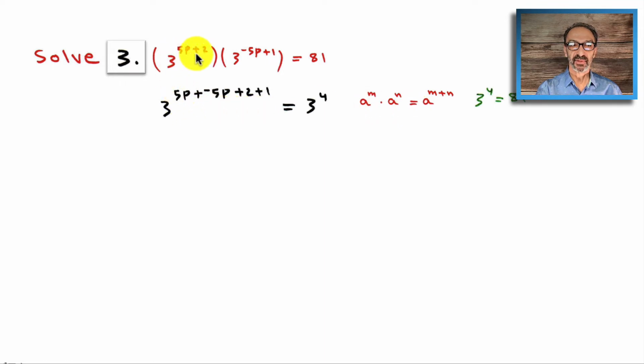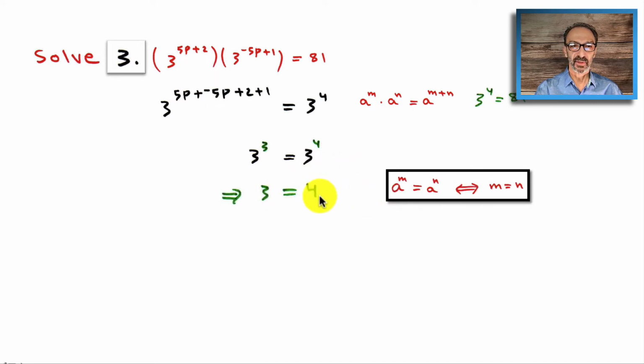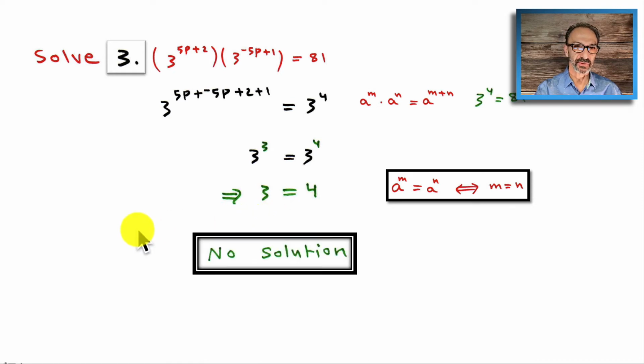By adding 5p plus 2 and -5p plus 1, notice that those variables cancel, and I end up only with 2 plus 1, which is 3, as an exponent on the left. But in this case, I mean 3 to the power 3 is 27, and 3 to the power 4 is 81. We could see definitely that it's not true. But if you want to apply the rule, we end up with 3 equals 4, which is not true, so we say no solution. Example number 4.